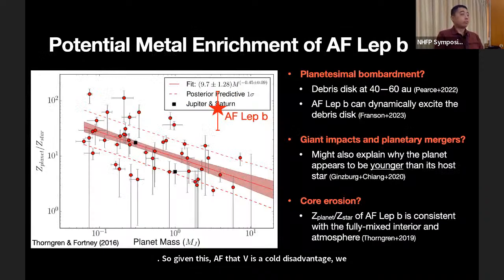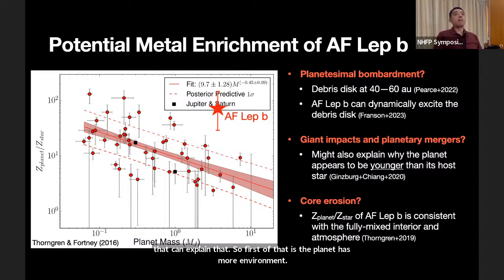So how do we understand the metal enrichment? There are 3 scenarios that can explain it. First of all is planetesimal bombardment. And this scenario is pretty interesting because the system also has a debris disk.